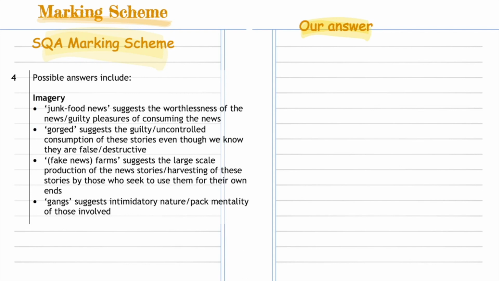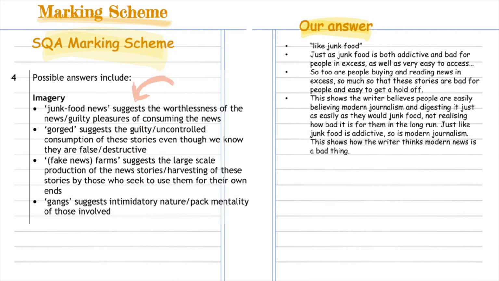On the left-hand side, you can see the SQA marking scheme. Already we can see that we have identified junk food news as our answer. We've identified it, so at National 5 level, we would get a mark for the quote, and then we would get a mark for the analysis. It says here it needs to describe the worthlessness or the guilty pleasures of consuming the news. We've talked about that by saying it's bad for them, so we get the second mark.